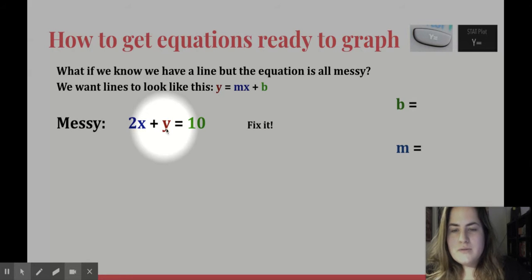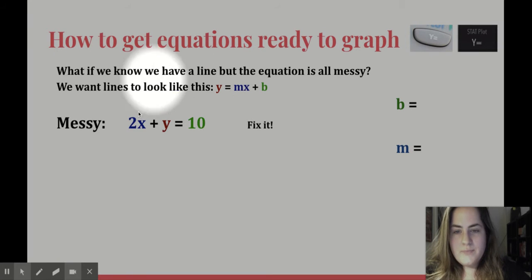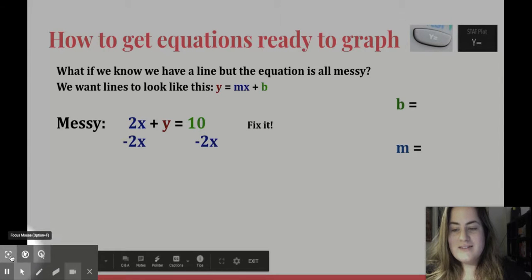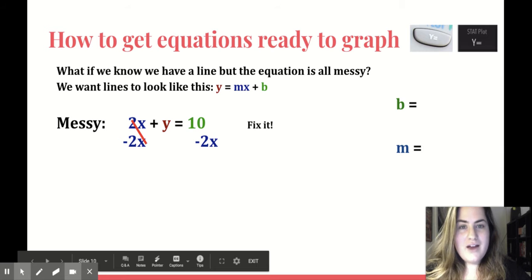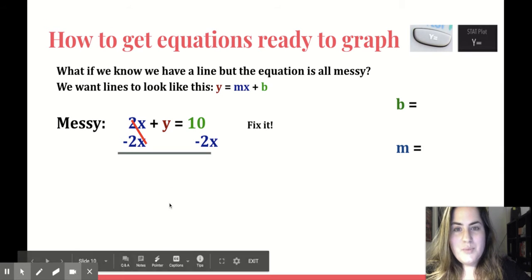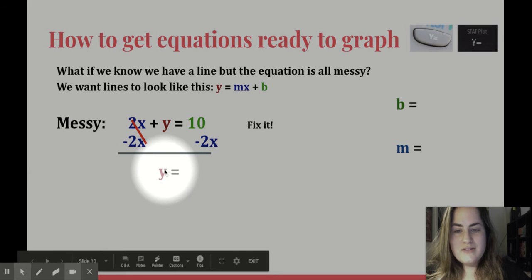Your y equals is right there, which is great, but that 2x is on the wrong side of that equal sign. So basically, I need to get positive 2x from the left side of the equal sign to the right side. So we're going to use inverse operations. What's the opposite of positive 2x? Well, that would be negative 2x. So we're going to subtract 2x on both sides. We can then cancel out our opposites and simplify. Now, I did not touch y equals, so that comes down.